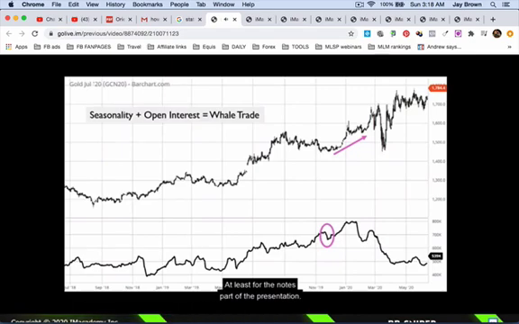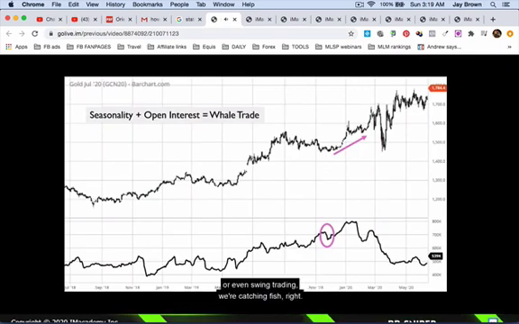At least for the notes part of the presentation, seasonality plus the open interest is that whale trade, and that's what I've always been calling it since I started trading, the whale trades. And the reason I call it that is because it comes back to that saying, you give a man a fish, he eats for the day, but if you teach a man to fish, he feeds himself for the rest of his life.